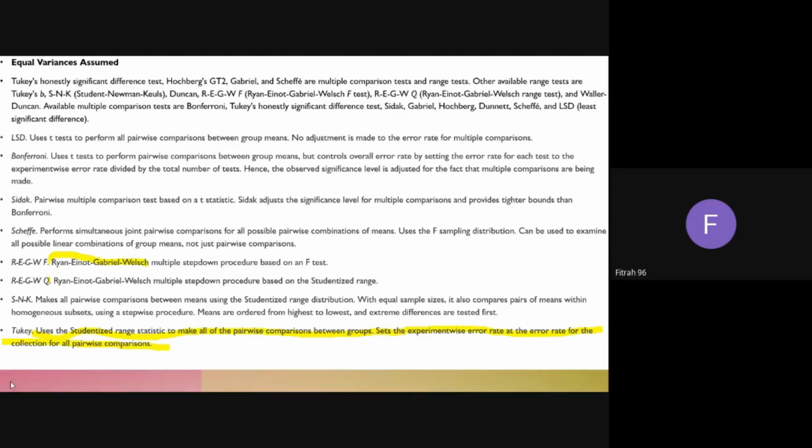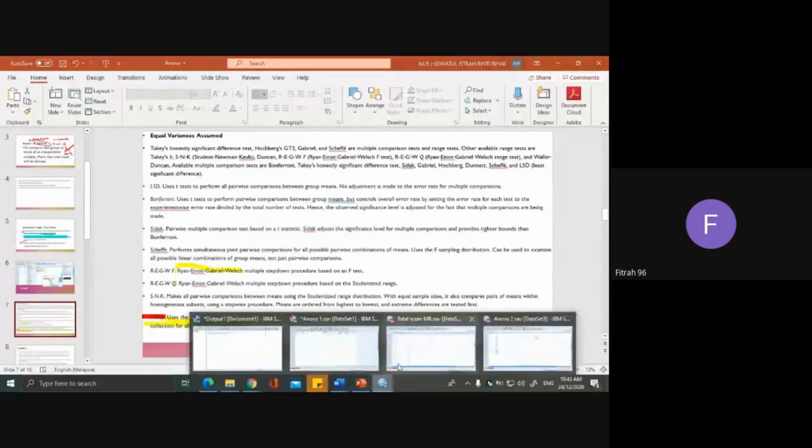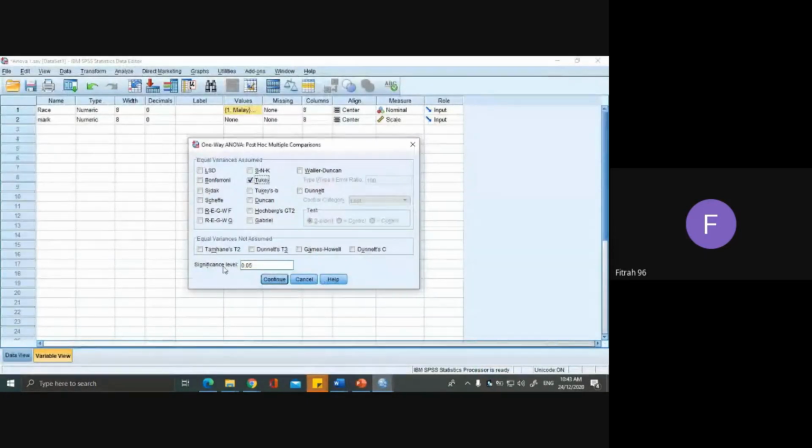But the one that you have to remember is Tukey. Itu saja. So Tukey ni adalah pairwise. Dia buat pair one by one. Macam tu. So we choose Tukey. Significant ni jangan ubah. We always refer to p value 0.05.